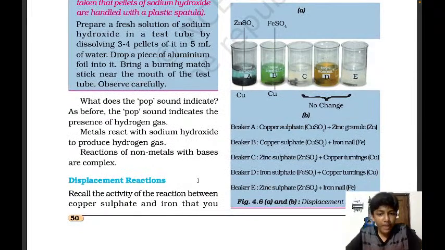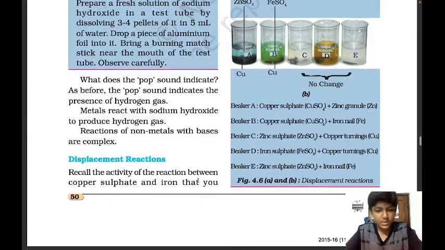Metals react with sodium hydroxide to produce hydrogen gas, right? Reactions of non-metals with bases are complex, very complex.